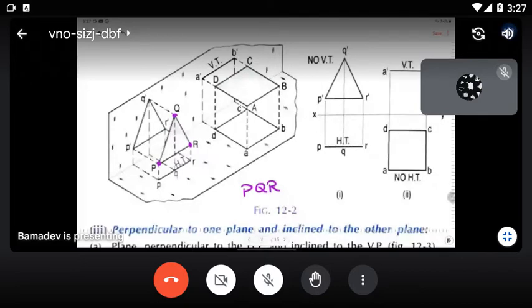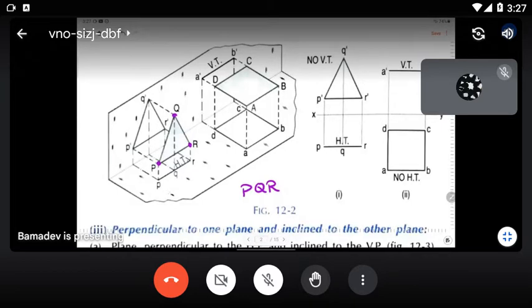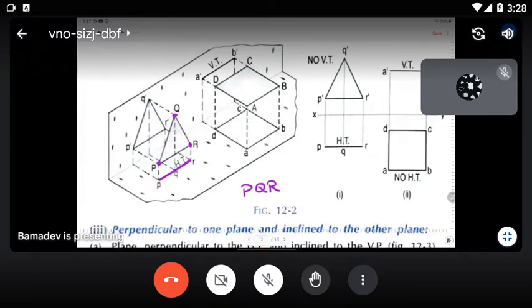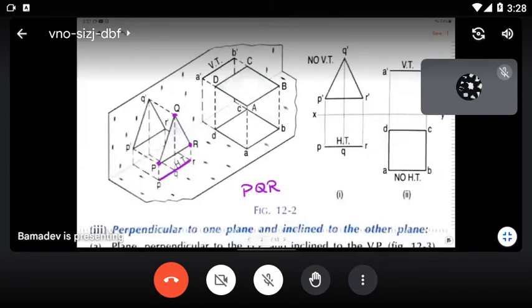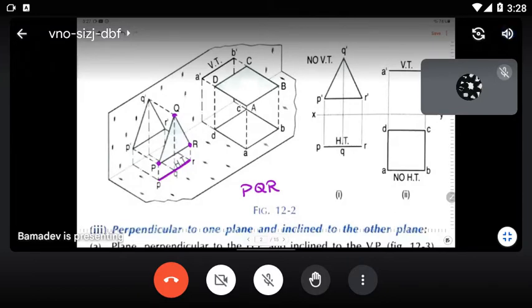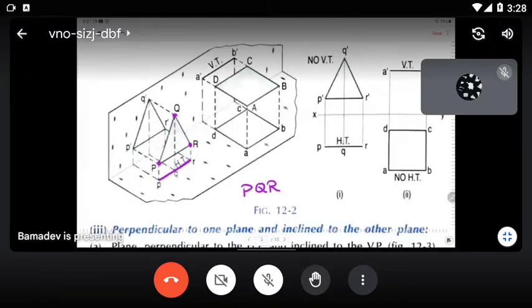If you imagine this plane is extended towards the horizontal plane, then you will have a horizontal trace here. Can you imagine that this plane, if extended, will intersect with the vertical plane? Is it possible? Listen carefully to what I am telling. If you imagine that this plane is extended, is there any chance that it will intersect the vertical plane? No, sir.